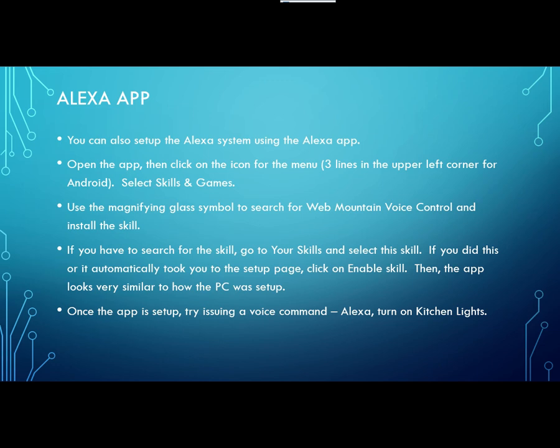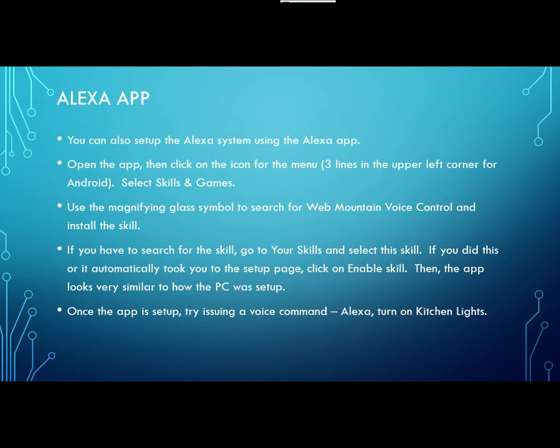You can also set up the Alexa system using the Alexa app. Open the app, then click on the icon for the menu. And you need to get to that left-hand menu that we saw on the page a minute ago. On the Android, it'll be three lines in the upper left corner. You'll see the menu option for iOS as well. Then you're going to select Skills and Games. Use the magnifying glass symbol to search for Web Mountain Voice Control and install the skill.